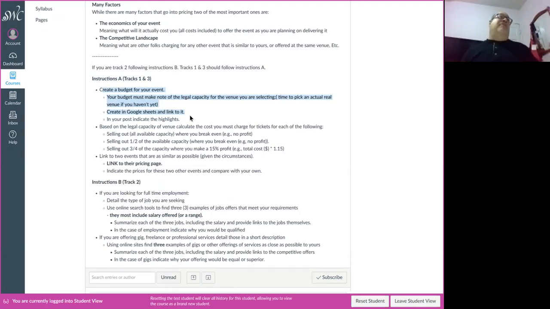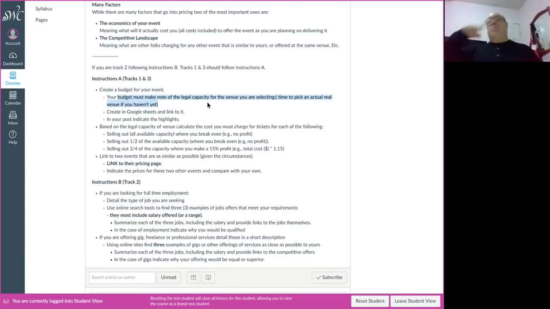And one of the big parts of the marketing business plan is to have some kind of a budget, particularly how much is the venue going to be and some of the other costs. So I'm asking you to create a Google spreadsheet and link to it. And then in the post, make a note of the legal capacity of the space. And I'm not looking for an imaginary space that costs $2 and you get to have 2,000 people there. You really need to go out and find the actual space that you're going to use.